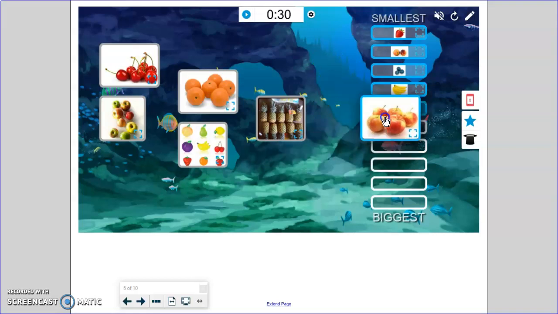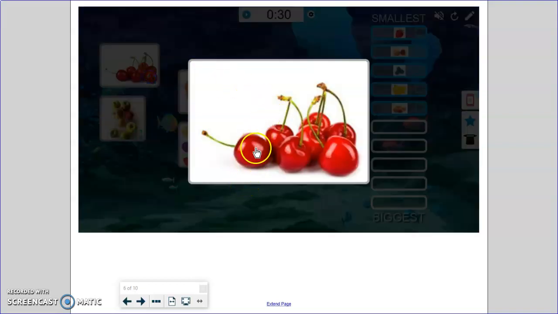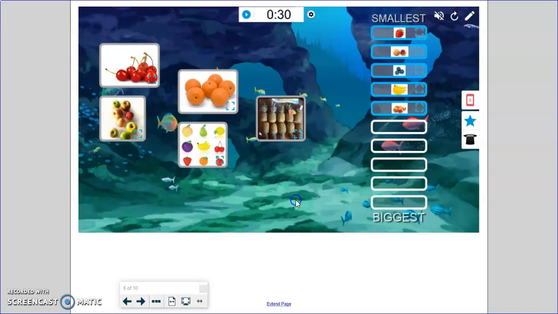The apples. Very good. Okay, 1, 2, 3, 4, 5. Now we need a 6. These are getting tough. I think we should probably click on it to make it bigger. Let's count this one. 1, 2, 3, 4, 5, 6, 7. Could be that one. Do you see any others?